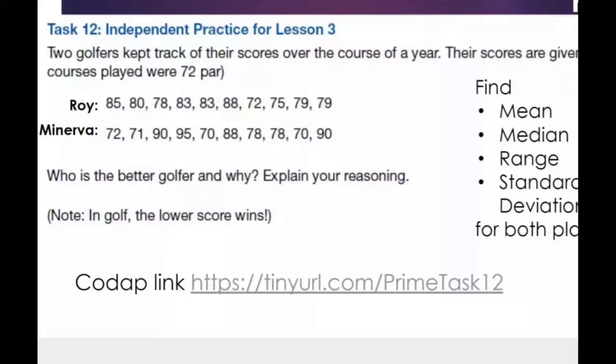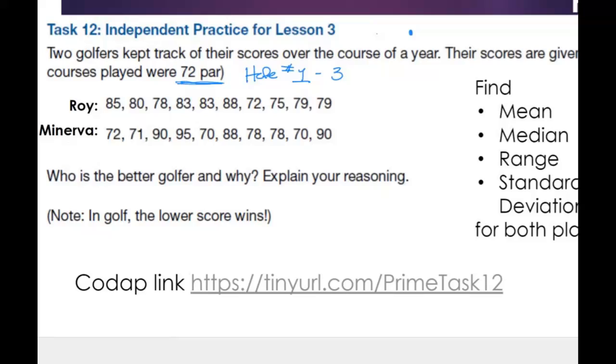If they were playing 72 par, that means that 72 is what you would get if you hit the ball within the constraints that they think you should get. In other words, hole number one, maybe you have to get it there in three tries. Okay?